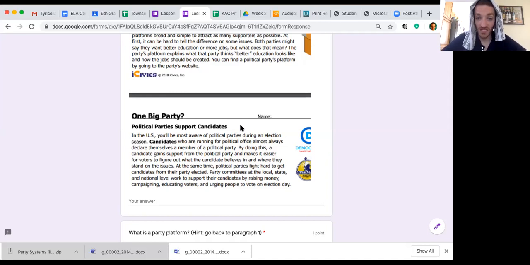Party committees at the local, state, and national level work to support their candidates by raising money, campaigning, educating voters, and urging people to vote on election day. So those people who go door to door and knock on your door and say you should vote for this person, they are part of a political party trying to help that party succeed. Please go ahead and write your one sentence summary in the spot right there.